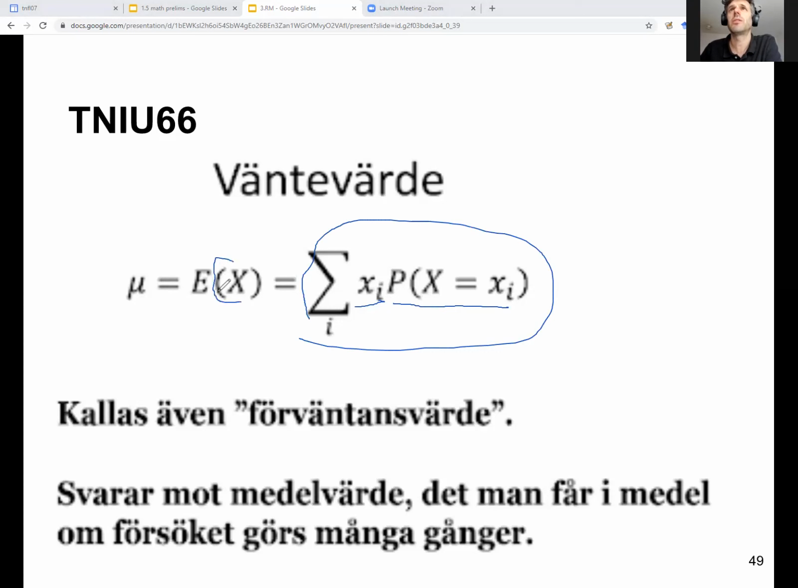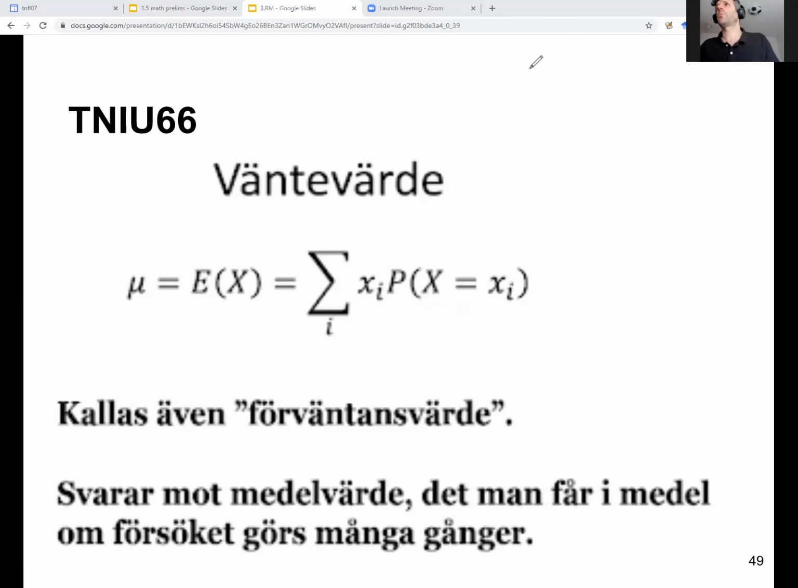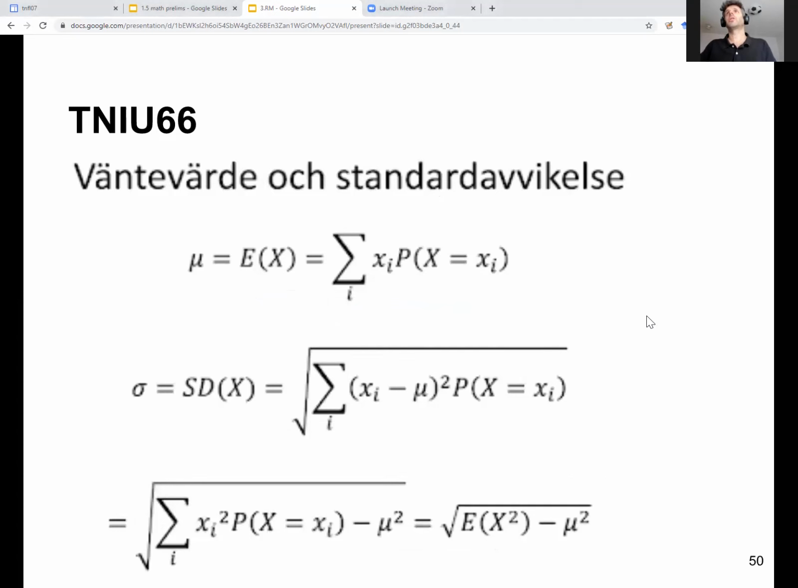I'm using the square brackets for the expected value. Well, you can use the parentheses or other things. The notation doesn't matter much. It's what it is that is important. So that's the expected value, expectation.